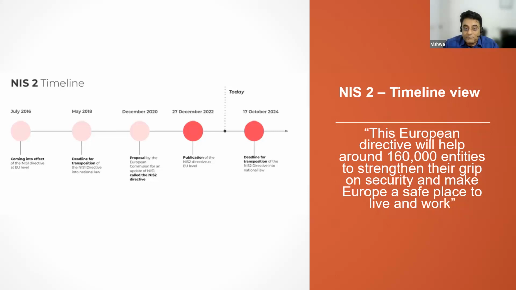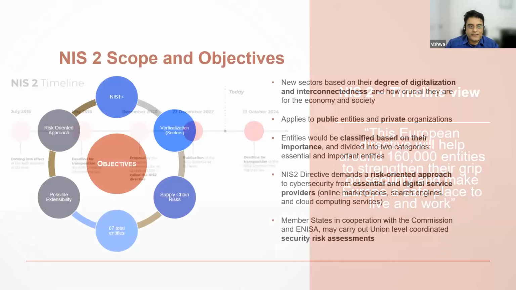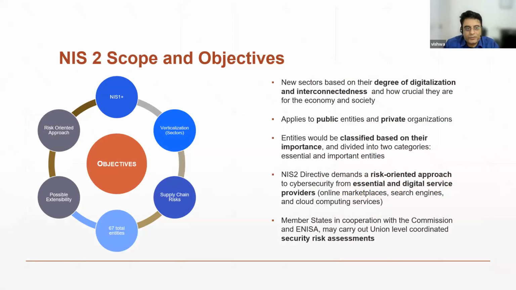Yeah. So it's going to be covering around 160,000 entities, and the types is around 67, and I'm going to be talking about those entities. Sure, it's going to be in a further slide. With that, let me just quickly get you through the scope and objectives, majorly highlighted on the left-hand side. If you see in the slide, obviously this is NIS1 plus. It has got more capabilities as such.